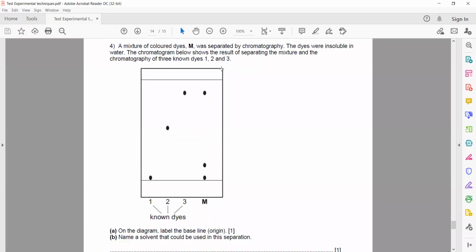A mixture of colored dyes, M, was separated by chromatography. The colors are insoluble in water, so they give you the answer here. For the first part, on the diagram, label the base or origin. So this is a baseline or origin. Name the solvent. Which solvent should we use? They mention it is insoluble in water, so if something is insoluble in water, we should write alcohol.